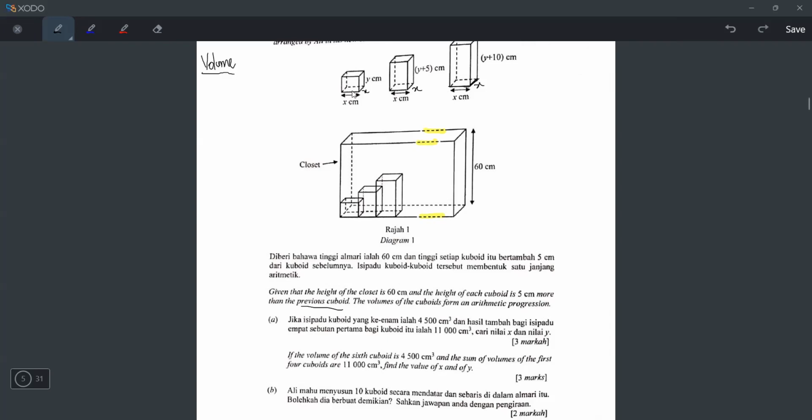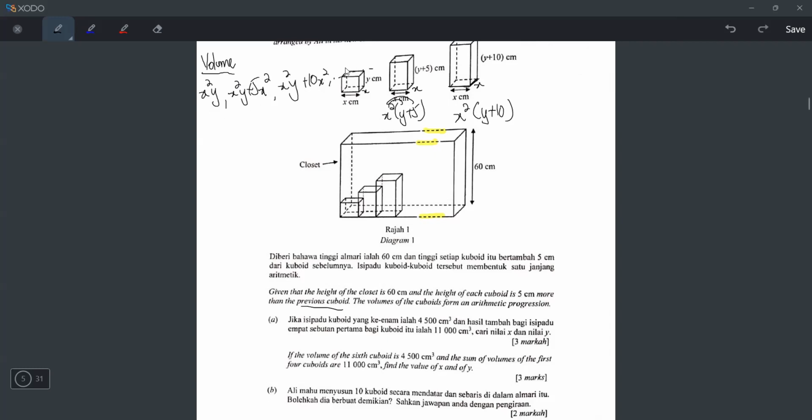So immediately I will find out the volume for the first cuboid, which is length times breadth times height, which is x squared y. And the next one will be x times x, which is x squared, times y plus 5. So you will get x squared y plus 5x squared, right? And what about the third one? x times x is x squared, multiplied with y plus 10. So you'll get x squared y plus 10x squared, right? And it keeps going.